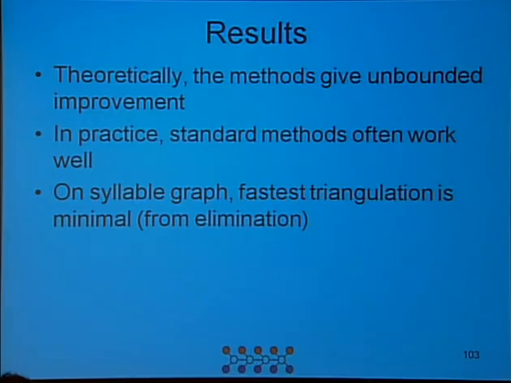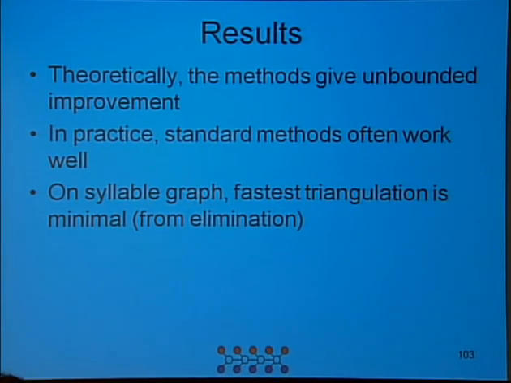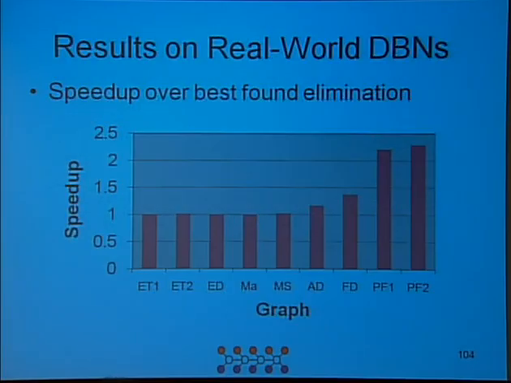Theoretically, again, these methods give unbounded improvement. In practice, often we can do okay using standard methods. Elimination can find non-minimal triangulations, so if the graph is small enough, you can find the right triangulation, even though it's not a logical elimination order. And on the syllable graph, it turns out the fastest triangulations actually are minimal from elimination, but it's not the case all the time. This is just a handful of graphs presented in the paper, and there's 9 graphs.